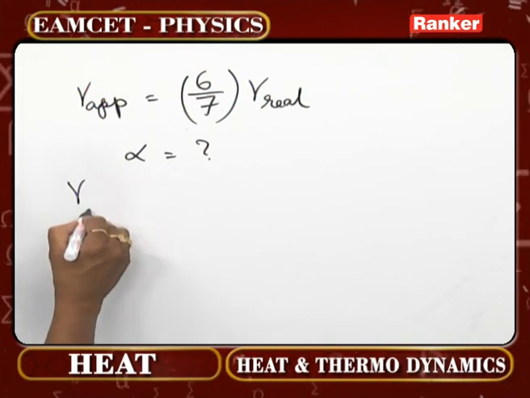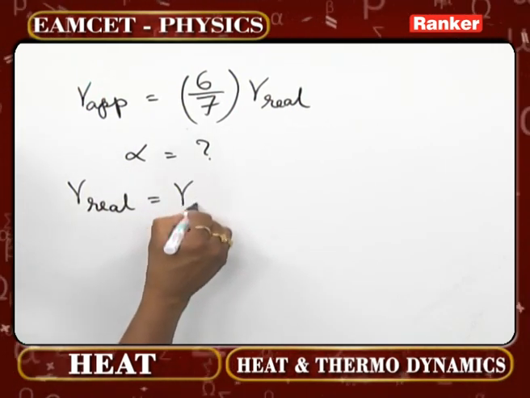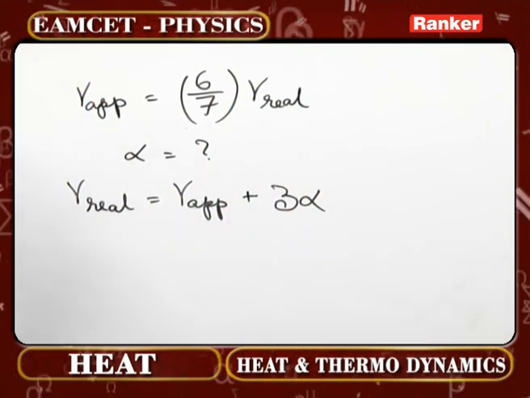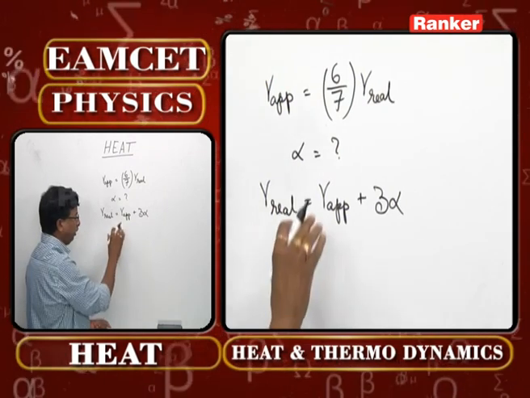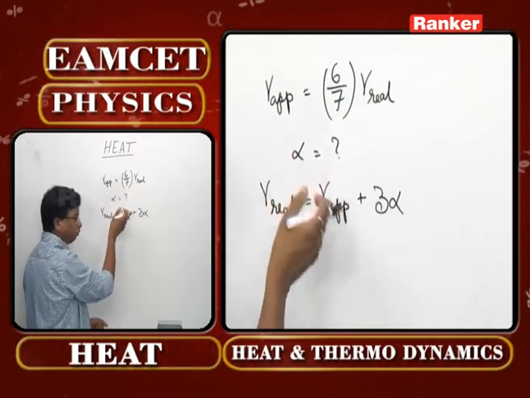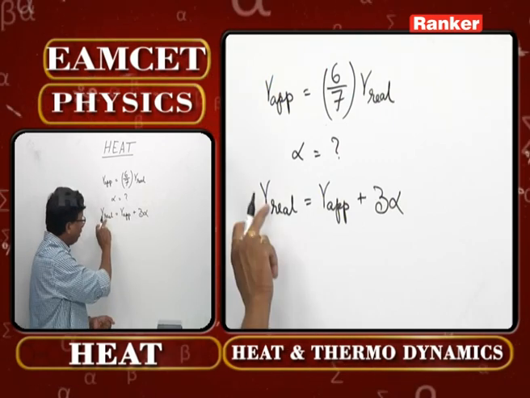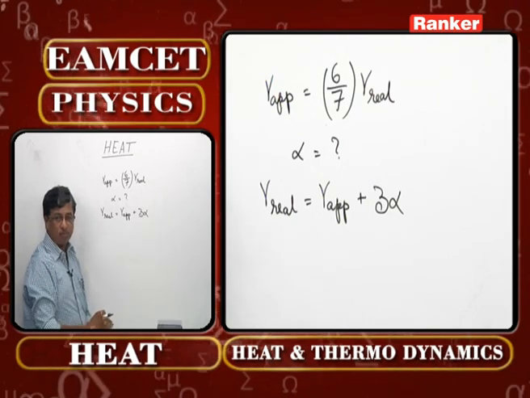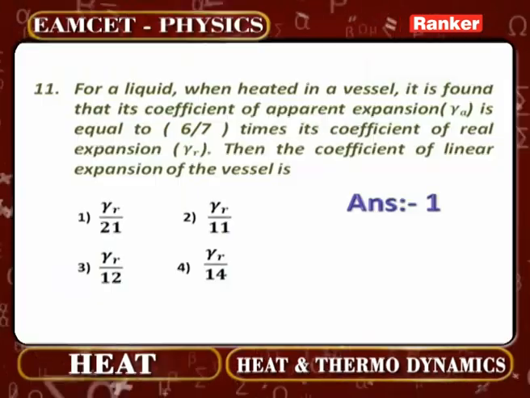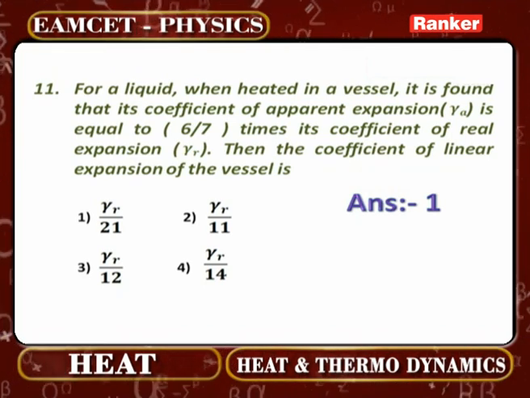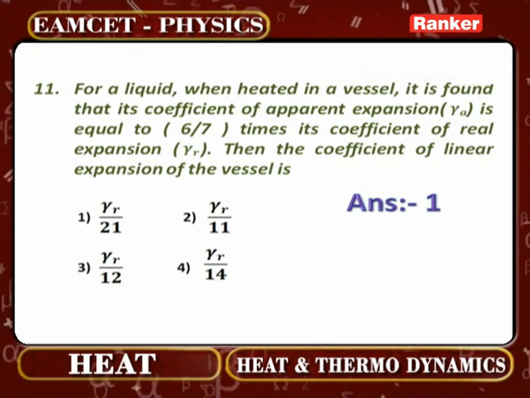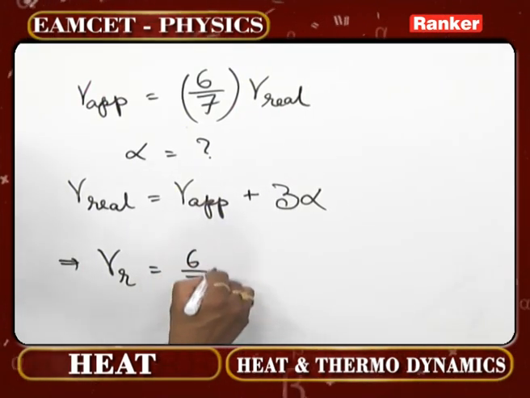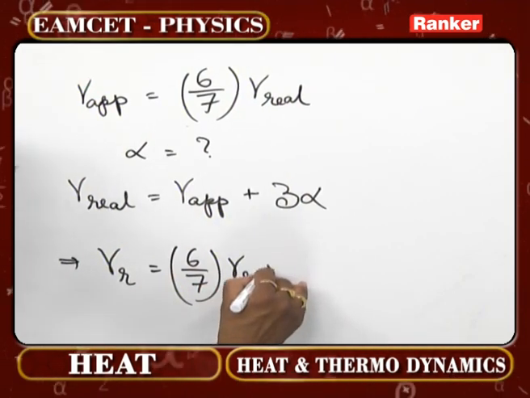In fact, we all know gamma real is equal to gamma apparent plus 3 alpha. This is the equation which we all know. But see carefully whether gamma apparent is to be changed from this equation or gamma real is to be changed. How do you identify that one? See the options carefully. All the options are given in terms of gamma r. That means we don't need this gamma apparent to be here. Then what should I write? Gamma r is equal to 6/7 times gamma r plus 3 alpha.